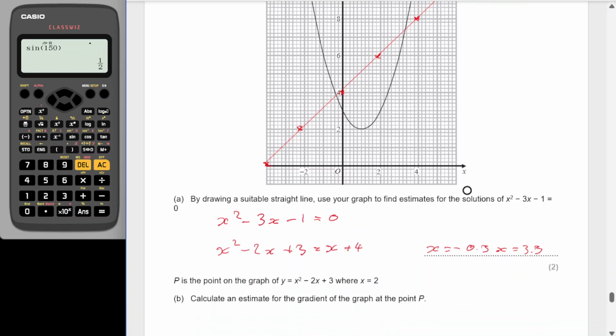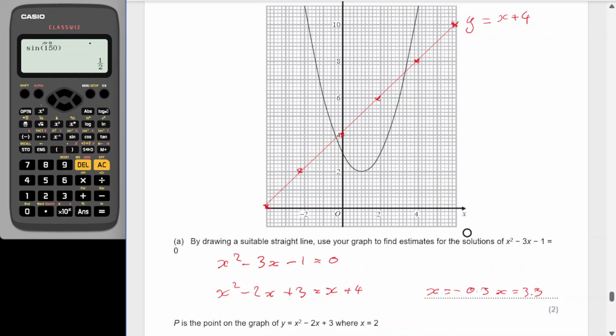Okay, point P, let's just check. There'll be some range of values for this one. What does it say? Accept answers in the range of minus 0.4 to minus 0.2, so we're slap bang in the middle, and minus 2.2 to 3.2 to 3.4.